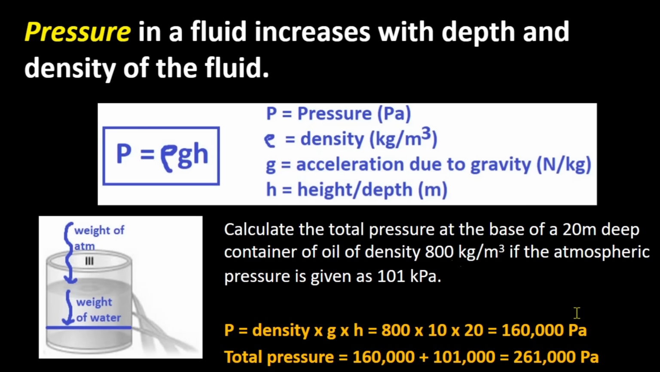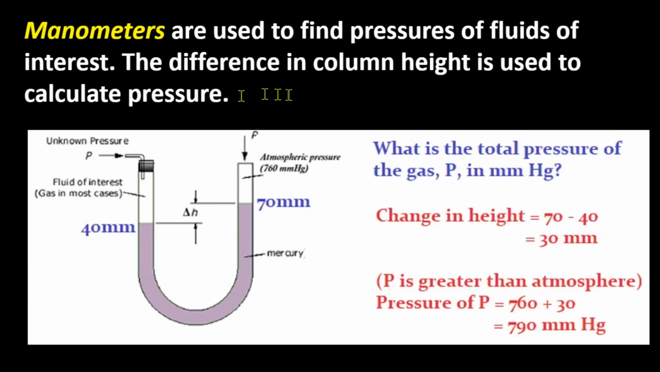But the total pressure overall is going to be the pressure of the oil plus the pressure of the atmosphere, because the atmosphere is pressing down as well. So that will be the pressure of the oil, 160,000 pascals plus 101,000 pascals, and that will give a total pressure of 261,000 pascals. A manometer is used to find pressures of fluids of interest.